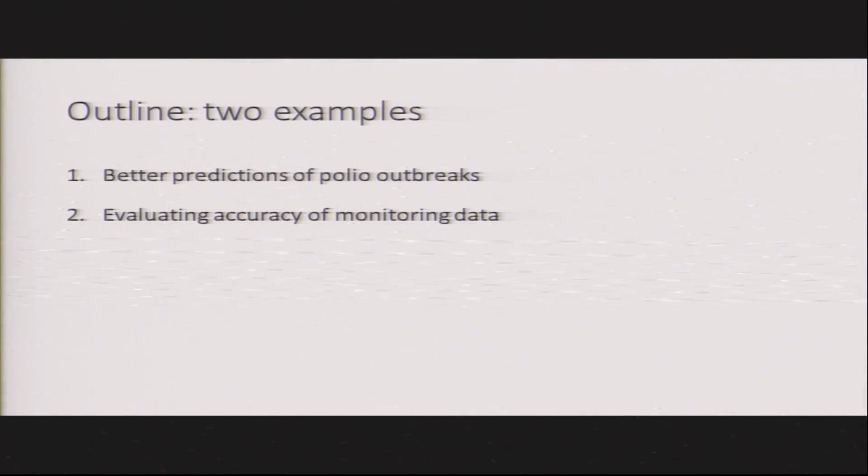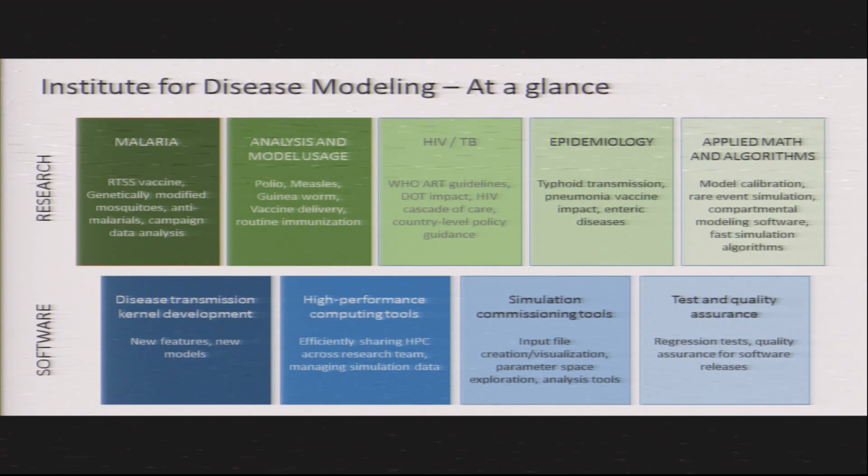I want to give just two examples today, one from our work predicting polio outbreaks in places like Nigeria and Pakistan, and a second one looking at the accuracy of monitoring data from different sources. Before I jump in, I want to give a little more background about who I am and where I work, and give you a brief glance of what the Institute for Disease Modeling is.